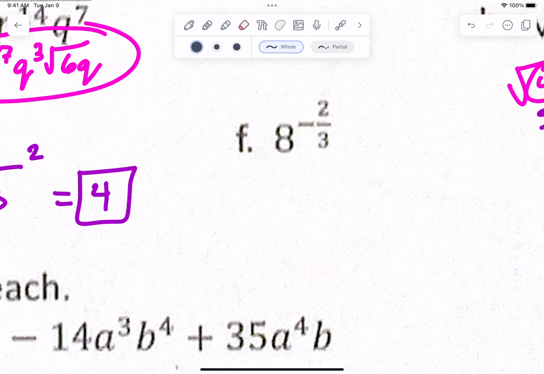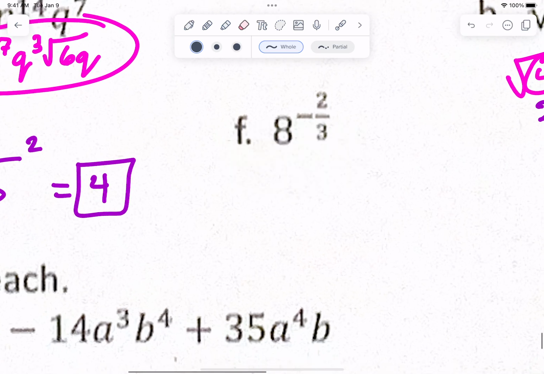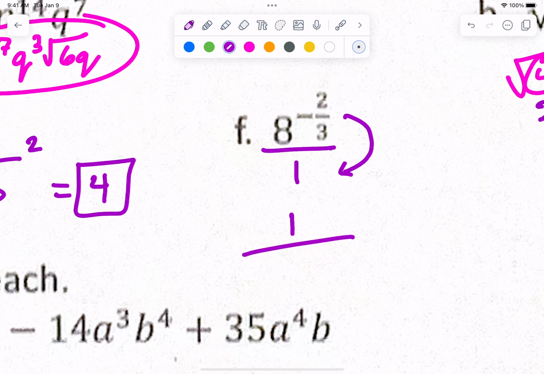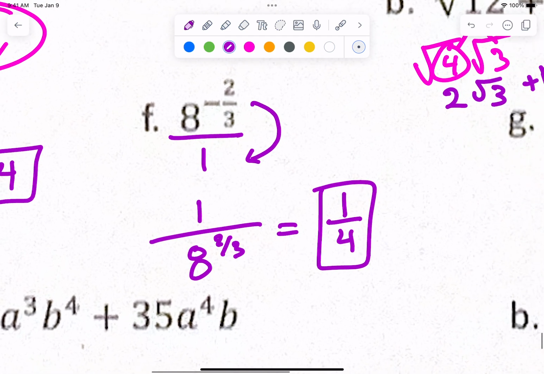What do you do with a negative exponent? Move it to the bottom. Right now it's over 1, right? So I'm going to move it to the bottom. So I have 1 over 8 to the 2/3 power. And we just said 8 to the 2/3 power was 4. So 1/4.